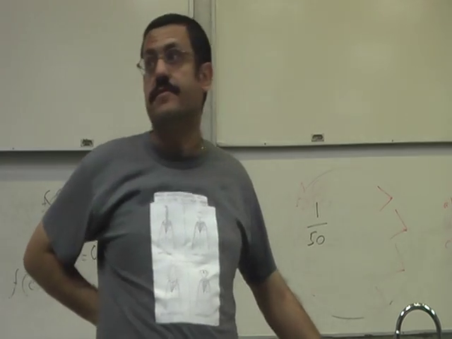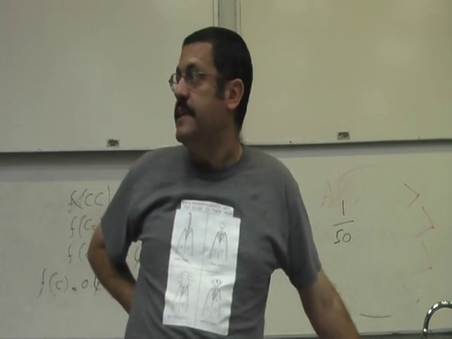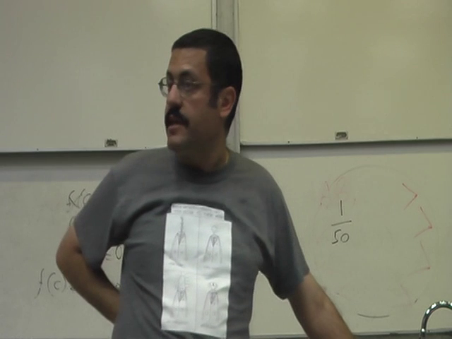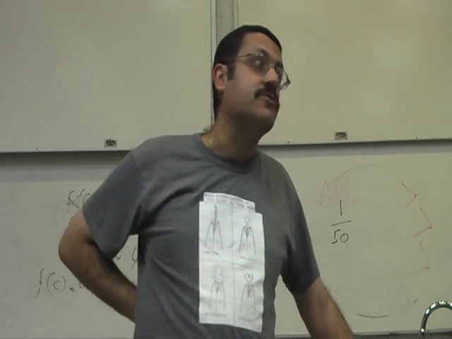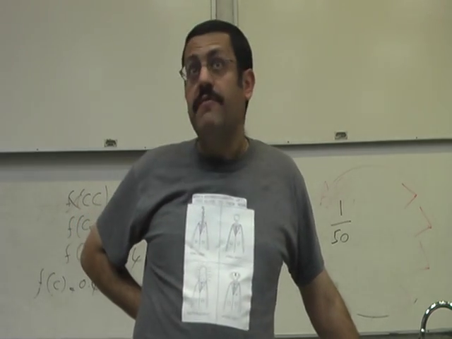Hemophilia is an X-linked recessive disorder. If 1 out of every 50 males are affected, what's the likelihood that you get a female that is affected? 1 out of 2,500. Why?